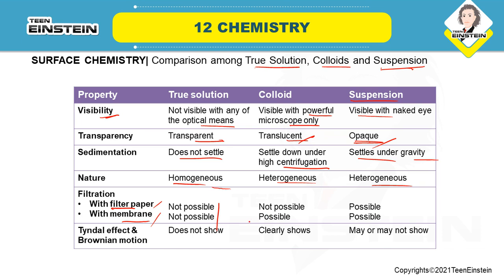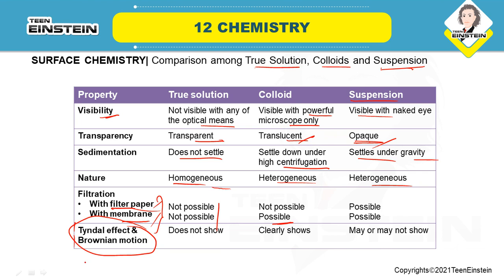In case of colloid, with filter paper you cannot filter out, but with membrane you can do so. And in case of suspension, particle size is so large that with both filter paper and membrane you can do the filtration. And the last two terms are very important for colloids because this is completely exclusive for colloids.